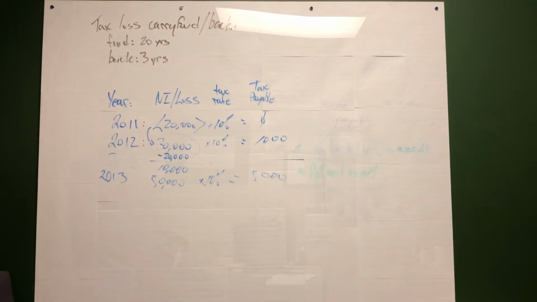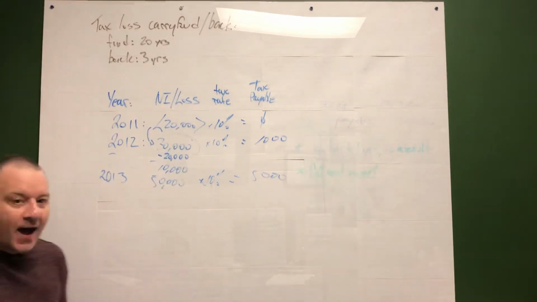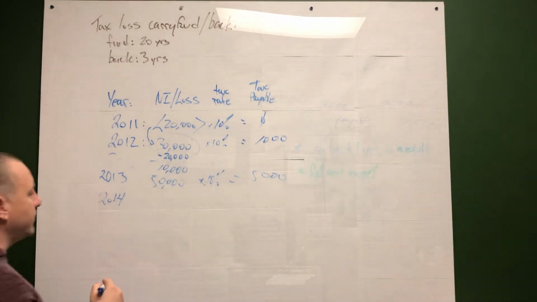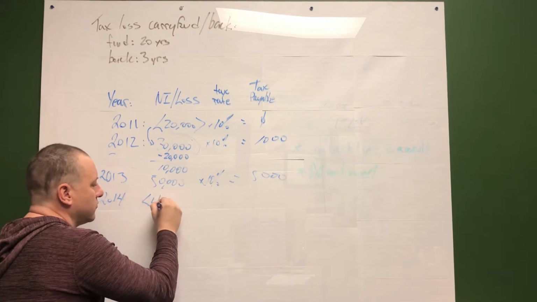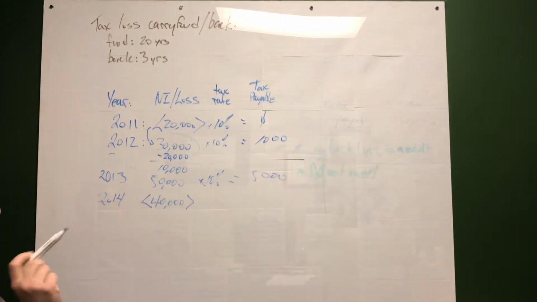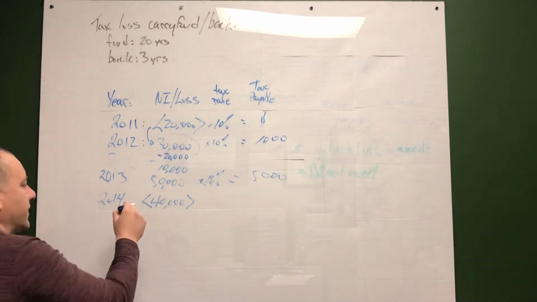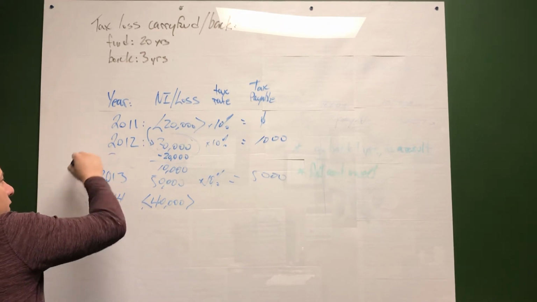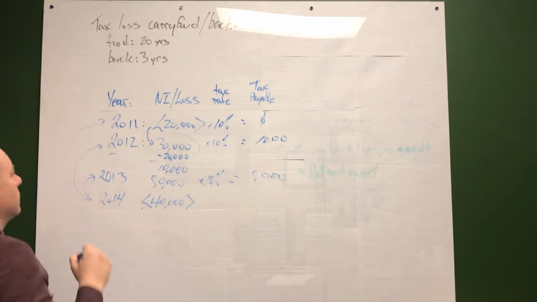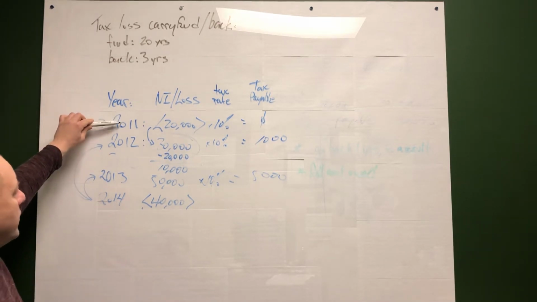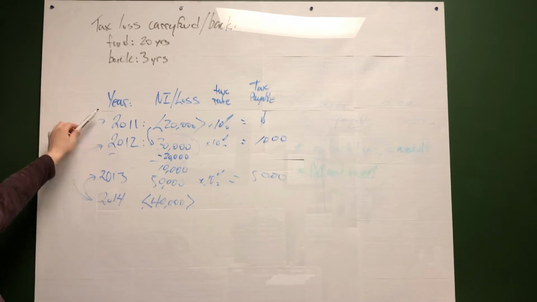Now, let's just say that something happens in 2014 and we lost $40,000. Not only do we not have to pay tax for 2014, we also get a refund because we can carry this tax loss back 3 years. So we can carry it back to here, here, and here. But you have to remember, there's nothing to carry back to 2011 or 2012. Why? Because we used up the loss.